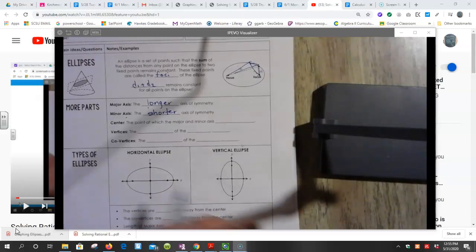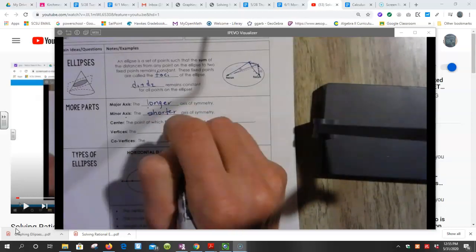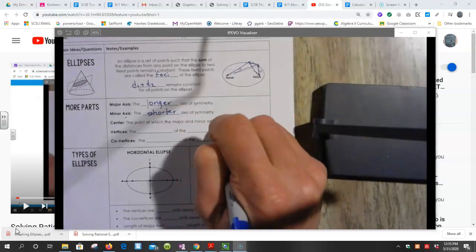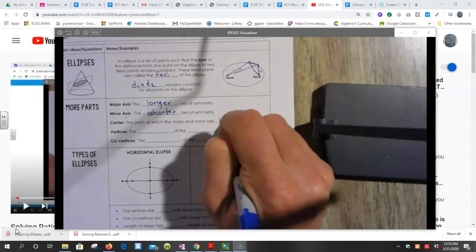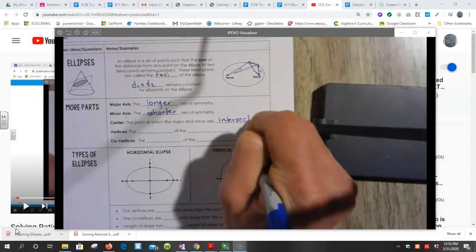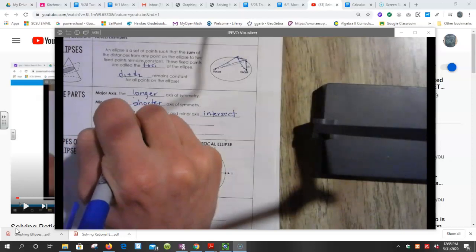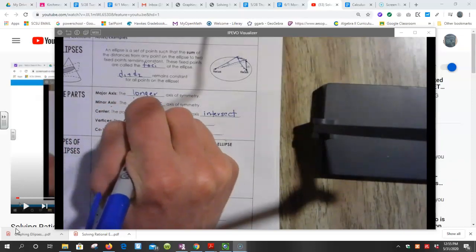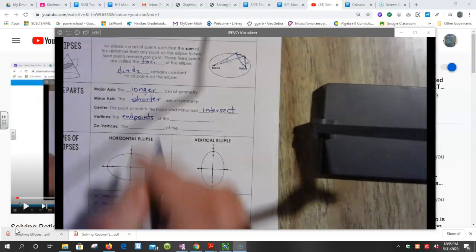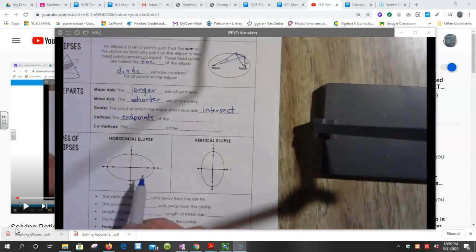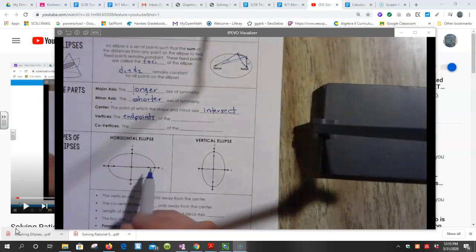It's like the center of the circle. It's going to be the center of the ellipse. So the center is the point where the minor and major axis intersect. The vertices are kind of like the endpoints, right? That's where the ellipse hits the axis there. So the vertices are the endpoints of the major axis, where the major axis hits the ellipse here.